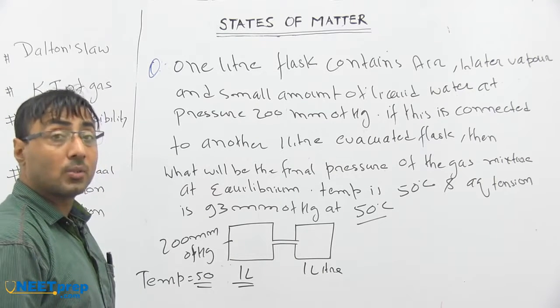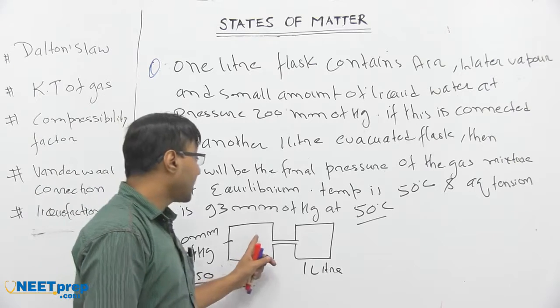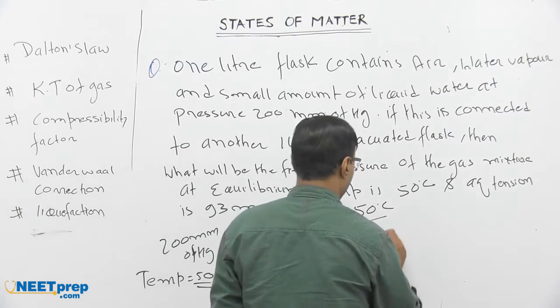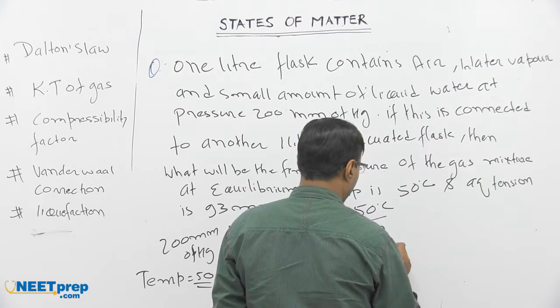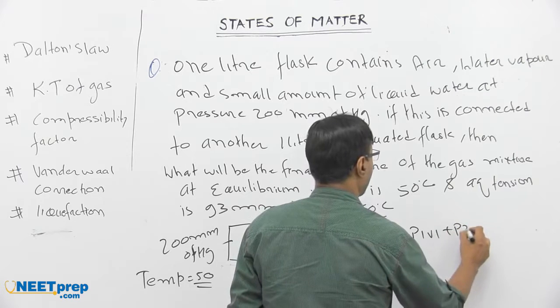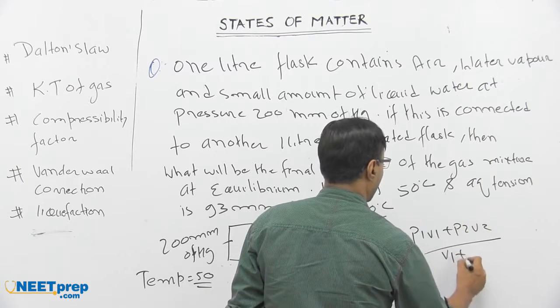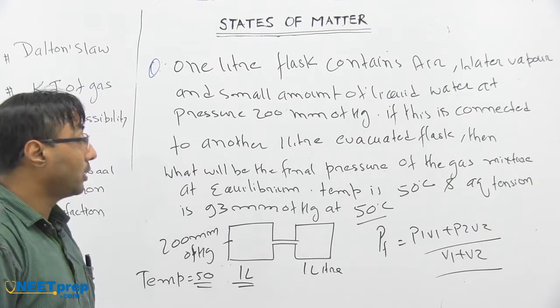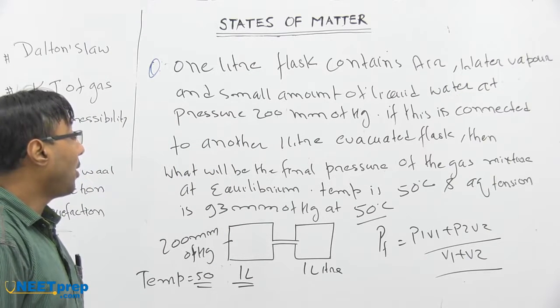They want to know the final pressure if we connect this container to this container. For such a problem, we have a formula: P final is equal to P1 V1 plus P2 V2, divided by V1 plus V2.